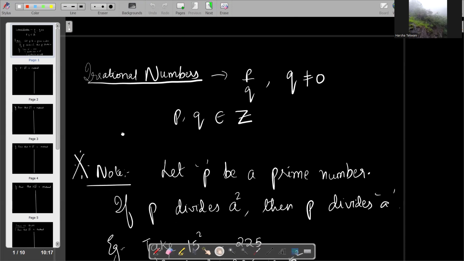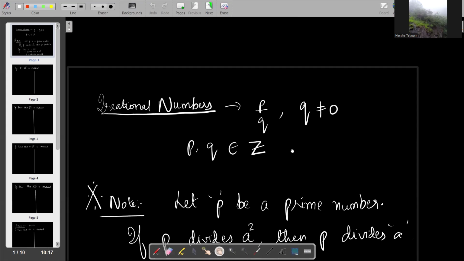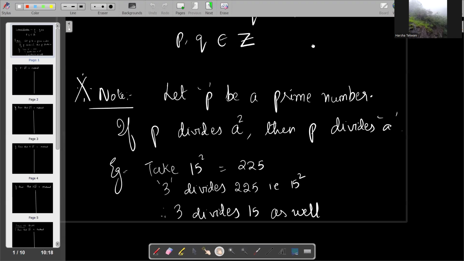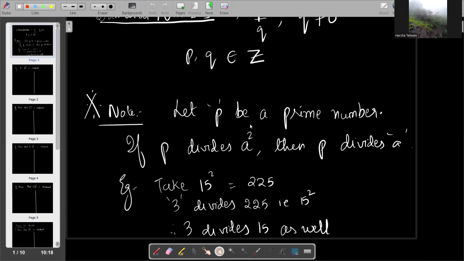Okay, like I said in the previous class, rational numbers are of the form p by q, provided q should not be equal to 0, okay? Otherwise, it's an error in math. And p and q should belong to integers. Yes? And there's one very important note that you all need to remember.